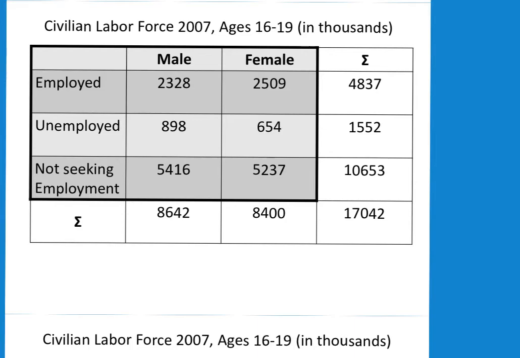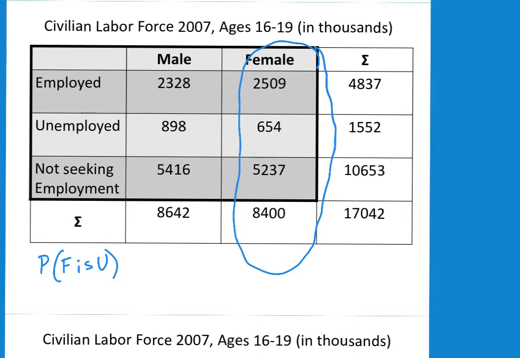But we can do even more with this contingency table. What is the probability that a female, okay, so I've already isolated part of the table, is unemployed? So we have to look at just the females. The total number of females is 8,400. And the number of females who are unemployed is 654. And that probability in decimal form is 0.0778, and it rounds to a 6.